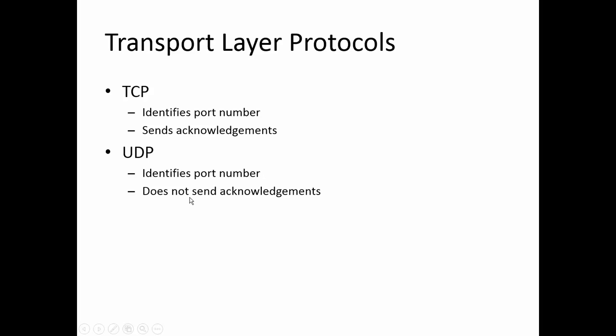Well, why would you want that? Well, an acknowledgment has increased overhead. If you send a packet, it takes a certain amount of bandwidth. But if an acknowledgment comes back, then that's going to take even more bandwidth. So if you're going to send a broadcast to hundreds of computers, you really don't want those computers to send acknowledgments. That's why we use the UDP protocol, to send out packets that we don't want to get acknowledgments to. But both TCP and UDP identify the port number.